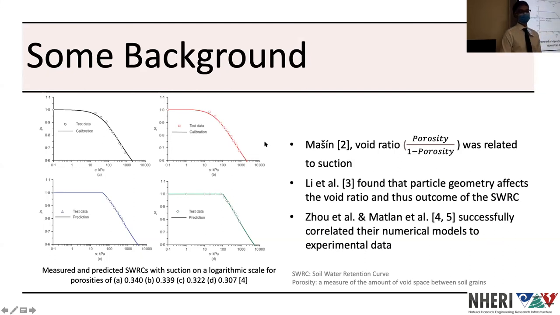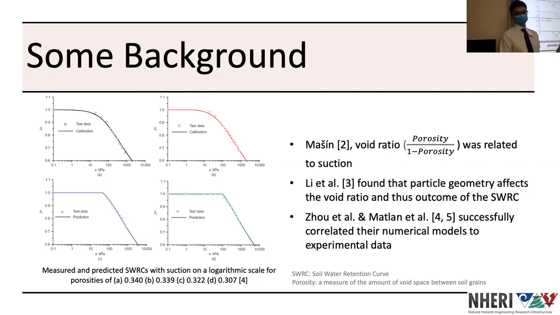So Messine was able to relate the void ratio to suction. That's a very important relationship that is the foundation of something that we're doing. And then Lee et al., earlier this year, or the article was published this year, was studying the effects of particle geometry on the outcome of the soil water retention curve. And what he found was that at some particle geometries, there are more or less efficient packing densities. So the implication there is that the empty space between soil grains could be a driving factor in the outcome of this curve.